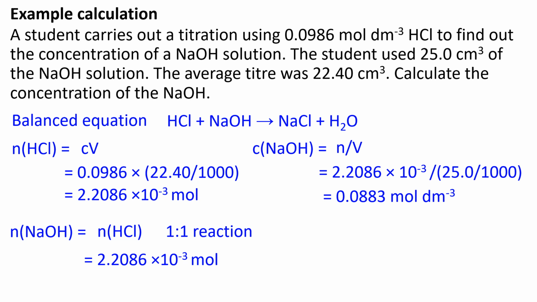Finally, work out the concentration of sodium hydroxide. Concentration is equal to amount divided by volume. 25 centimeters cubed of sodium hydroxide was added to the conical flask. This has to be converted to decimeters cubed. The concentration of sodium hydroxide is 0.0883 moles per decimeters cubed, given to 3 significant figures.